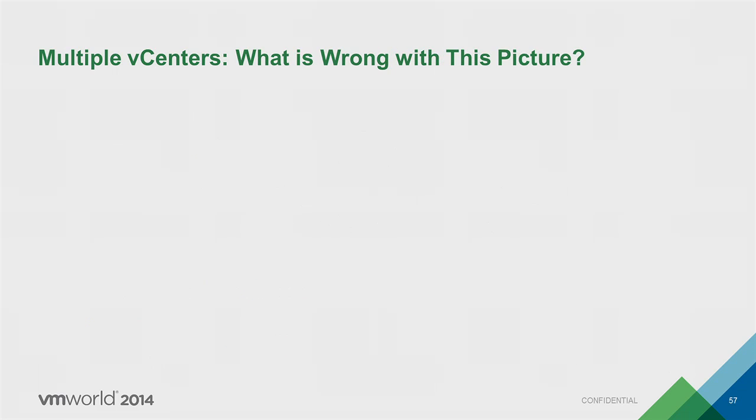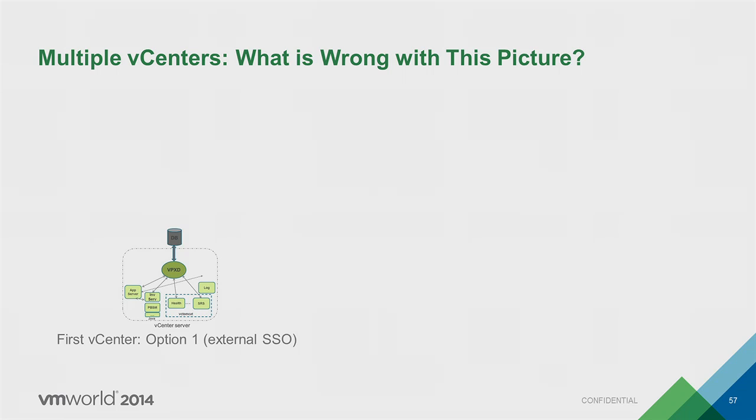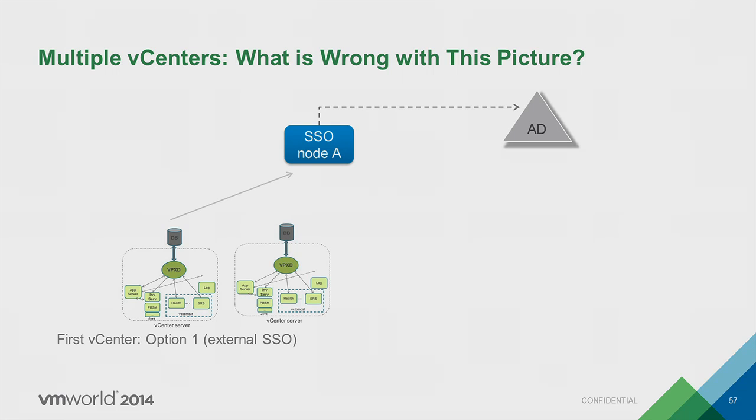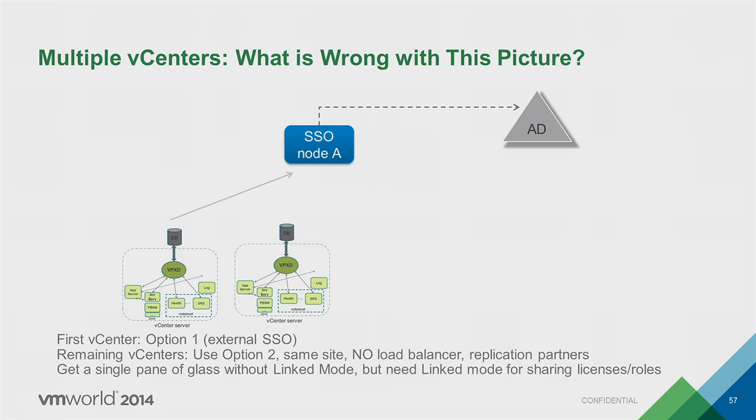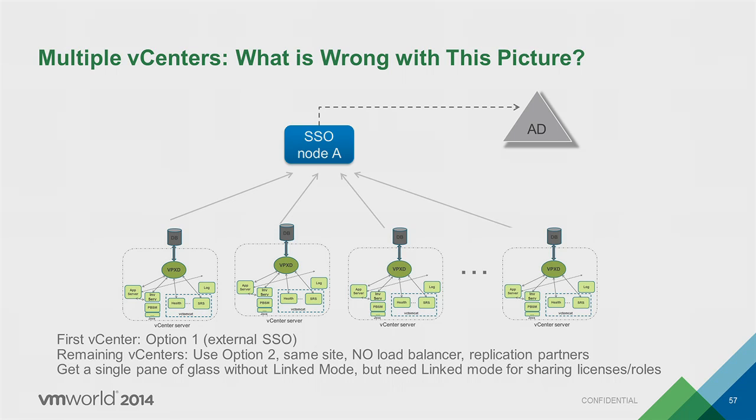Now, just because I thought it'd be kind of cool, I made this very same mistake. I thought I'd pass it on to you. What is wrong with the following picture? I deploy my first vCenter, option 1, terrific. Put an external SSO, great. Deploy a second vCenter. Go ahead and use option 2, the high availability option. But I don't put in a load balancer or anything. I just point it at the same SSO node. And I do that consistently for all of my vCenters.